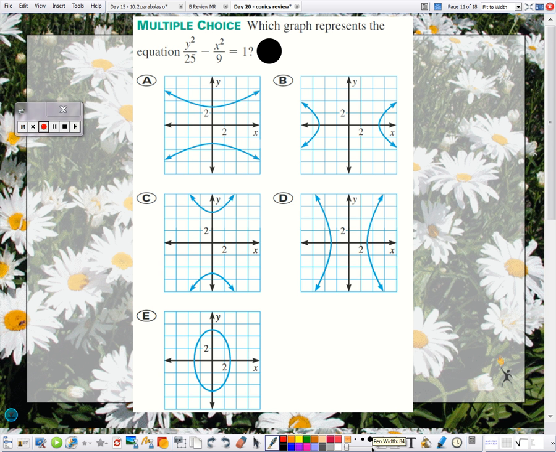Okay, which graph is this? Well, off the bat, I'm going to eliminate E. It's a hyperbola. I'm going to open in the y direction, so I'm going to eliminate these two. And the y is up 5, so it has to be C.